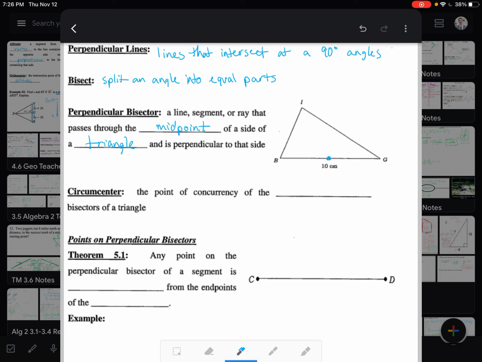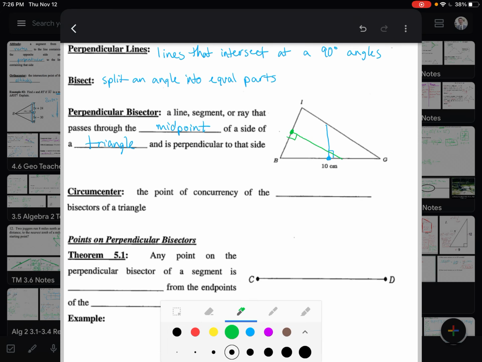So again, start at the midpoint, got to go straight up for it to be perpendicular at a 90-degree angle. And we can do that for all of our sides here. So again, start at a midpoint, and we go straight across here at a 90-degree angle. We can do this one more time. Again, start at about halfway through. We want to go straight up and straight down. And all these are at 90-degree angles.